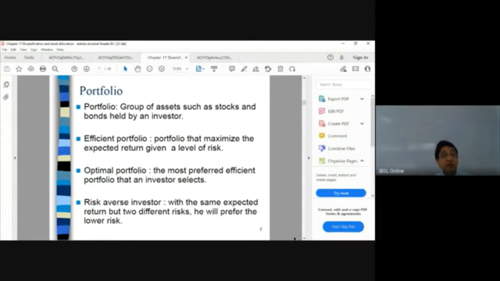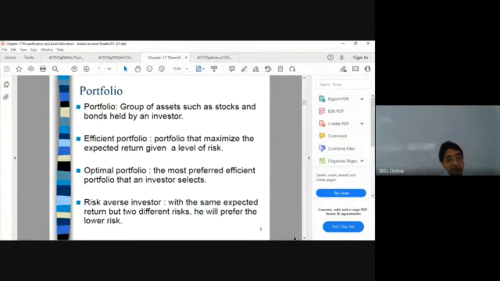Now then we go to the other concept, that is efficient portfolio. Portfolio that maximizes the expected return given a level of risk. For a given risk, if a portfolio can have the maximum return, such portfolios are called efficient portfolios. Then optimal portfolio is the most preferred efficient portfolio that an investor selects. That depends on the investor's requirement, so that is how the optimal comes. Now you can have different efficient portfolios in that category.